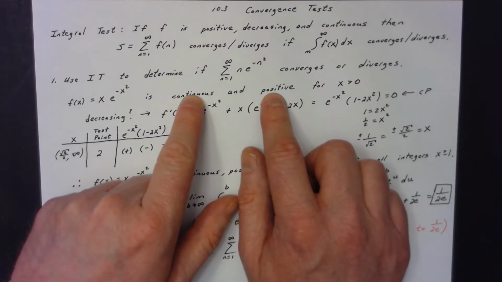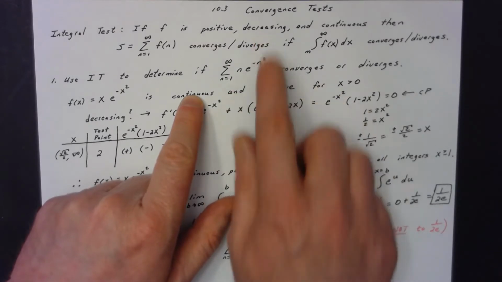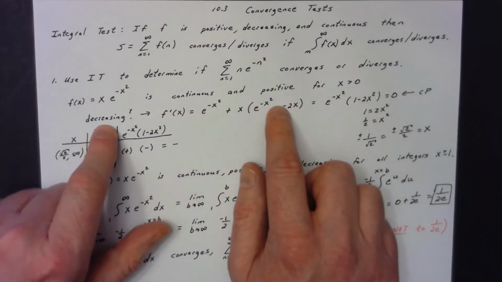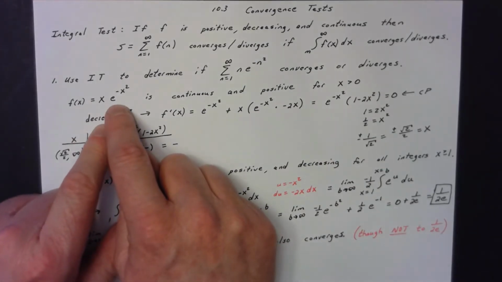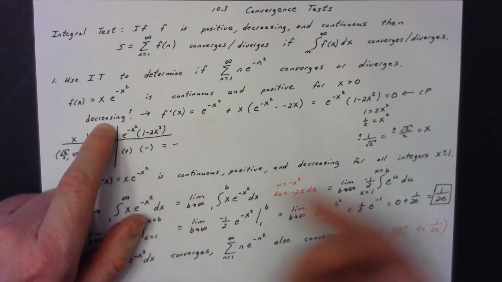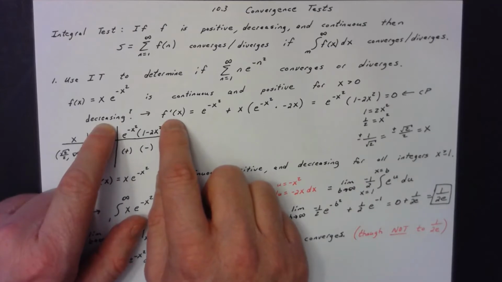The one that's usually difficult to show is this second one, the decreasing. I did that right here. So for this function, how do I show it's decreasing everywhere I'm interested in doing the integral? Well, I need to show that the first derivative is negative.